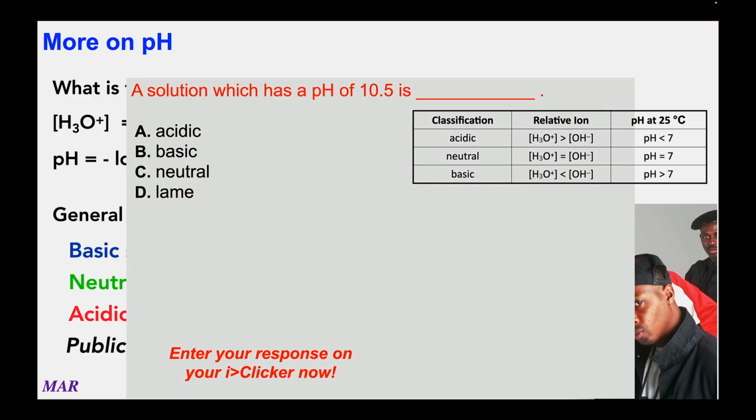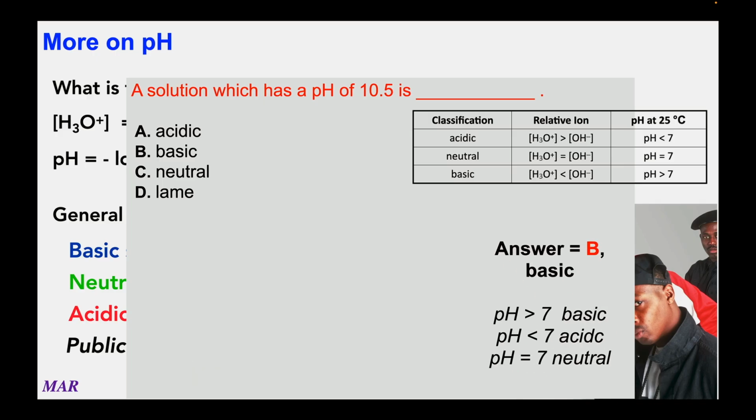In this question, we have a solution with a pH of 10.5, and we want to know, is it acidic, basic, or neutral? It might be lame, it's true, but that's not a valid answer here, so just ignore that. Anyway, literally look at the value of pH. A pH greater than 7, i.e. 10.5, is going to be basic. If your pH is less than 7, for example 5.5, that would be acidic, and if it's equal to 7 or very close to 7, that's when it's going to be neutral. So pretty easy to find out.